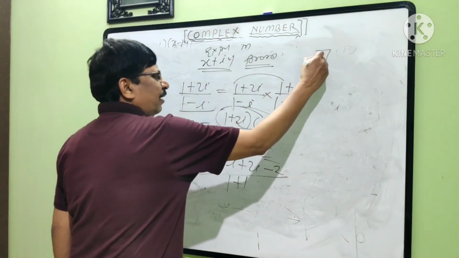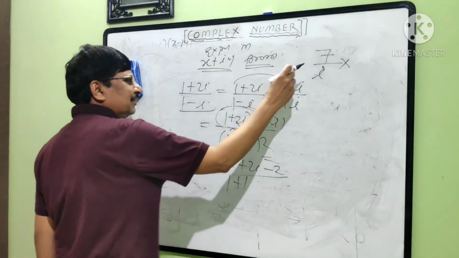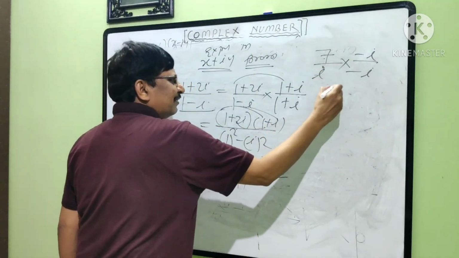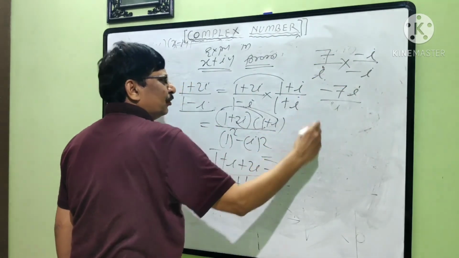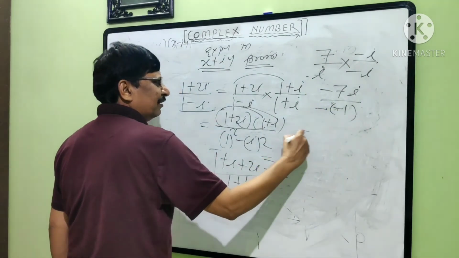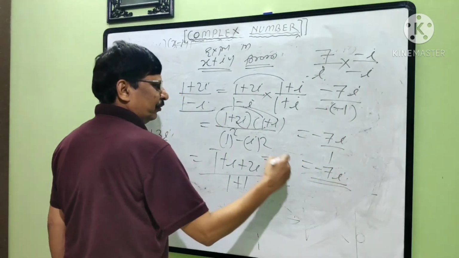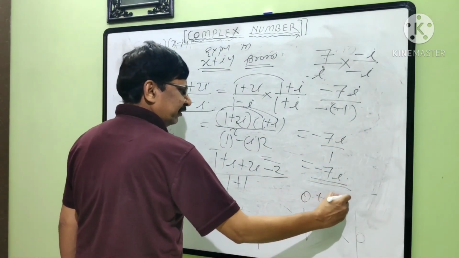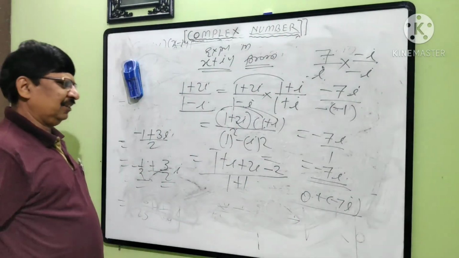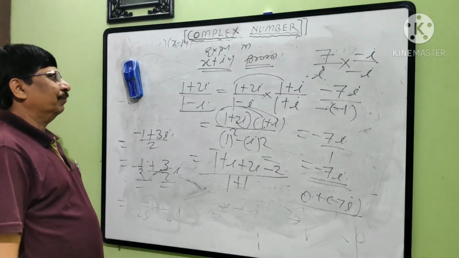Suppose this is 7 upon i. Now what you have to do, actually it is 0 plus i, means multiply by minus i. Now 7 into minus i is minus 7i, and in the denominator i into minus i is minus i square, and i square is minus 1, so minus minus plus, upon 1. That is minus 7i. Okay, means 0 plus minus 7i, means it is the form x plus iy. x is 0 and y is minus 7. You know this, actually you know this about complex numbers.